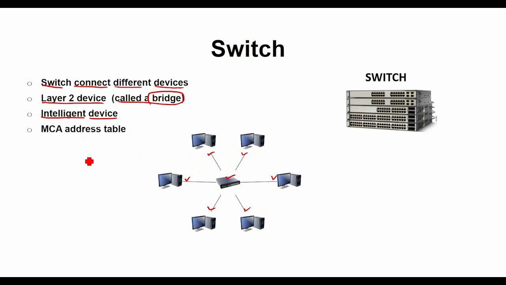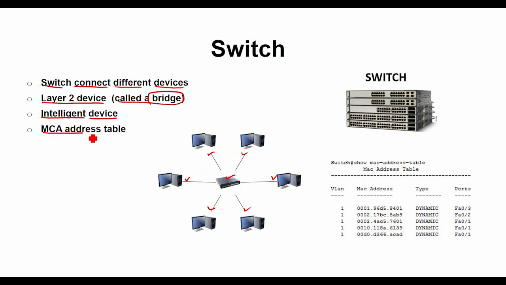A switch has a MAC address table. Each networked device connected to a switch can be identified by its network address or MAC address, allowing the switch to direct the flow of traffic, maximizing the security and efficiency of the network. We will talk about the configuration of the switch in detail in the next episode. Now you can see the MAC address table of this switch. See, there are 5 MAC addresses in this table.